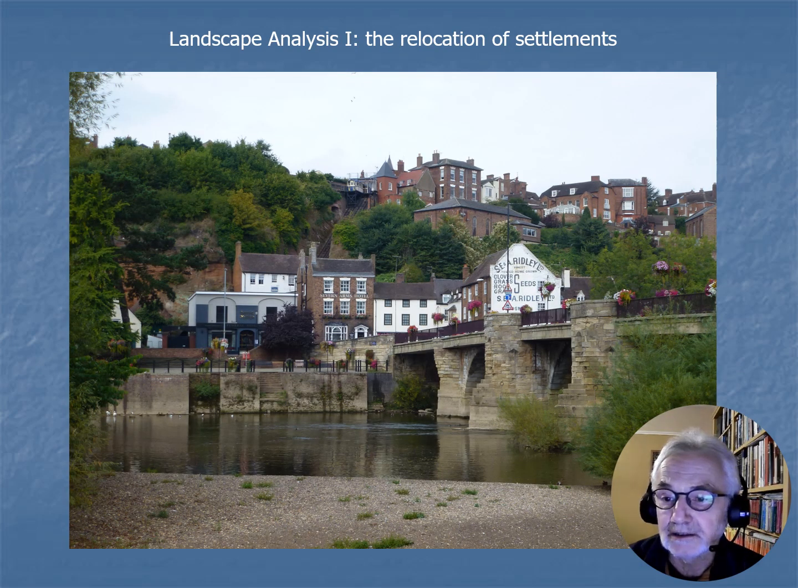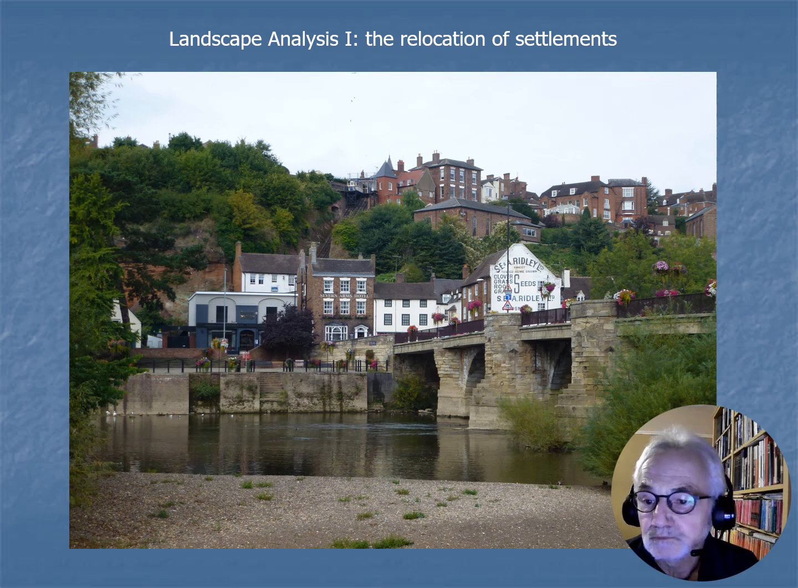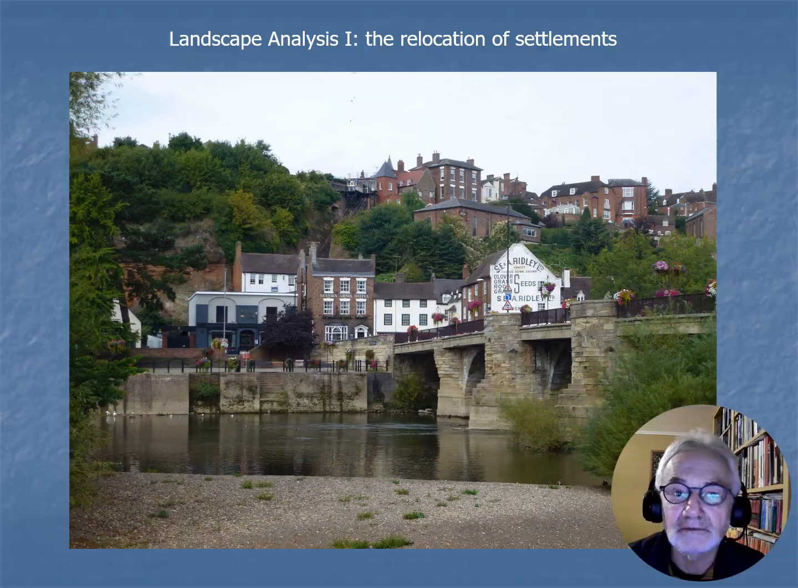So the first technique is landscape analysis, which for my purposes I've defined as the examination of the wider area surrounding a town, looking for clues as to its origins and development. One aspect which can be identified using this methodology is the relocation of settlements. A good example of this is Bridgnorth in Shropshire, shown here. The early town lies on top of a high sandstone ridge overlooking the River Severn.